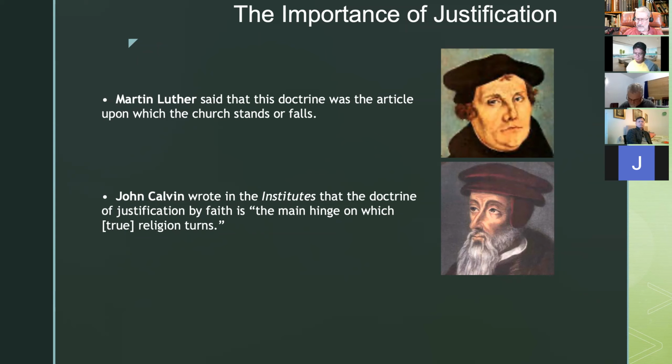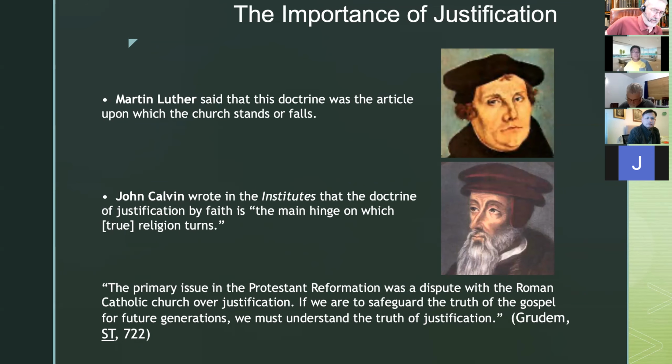What Calvin did, which is very similar to what Luther did, but Calvin wrote more, and his writing is more systematic. What Calvin did was to lay down the biblical evidence and the biblical argument for the doctrine of justification that we teach today. And it is really very, very important. Let's see what we have here. Wayne Grudem: the primary issue in the Protestant Reformation was a dispute with the Roman Catholic Church over justification.